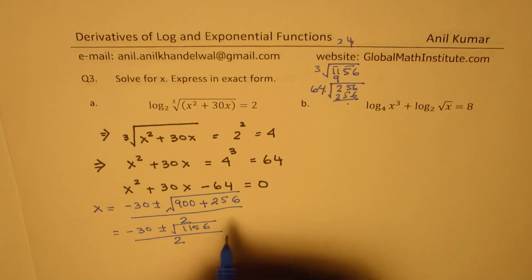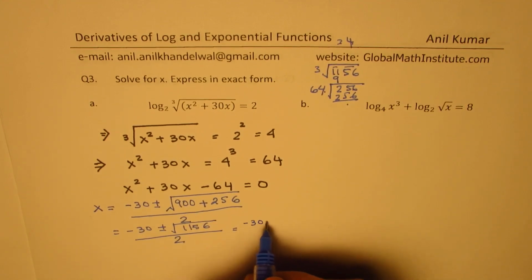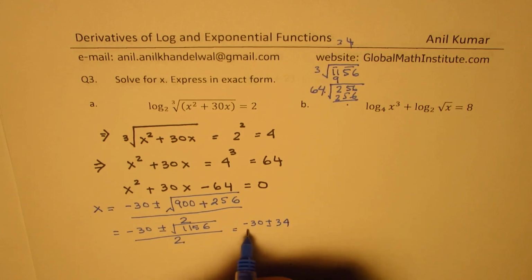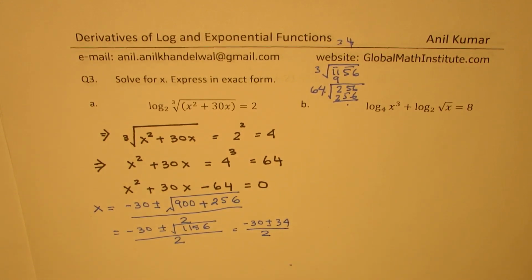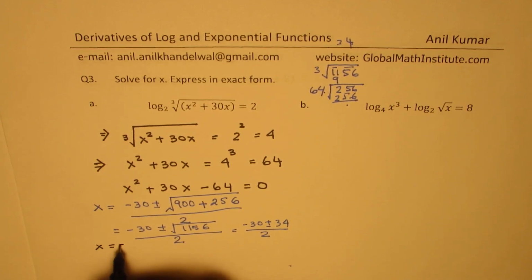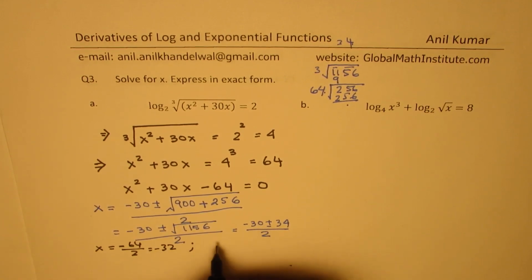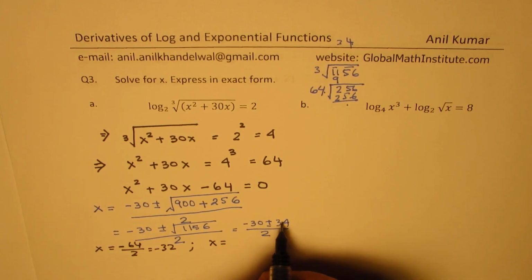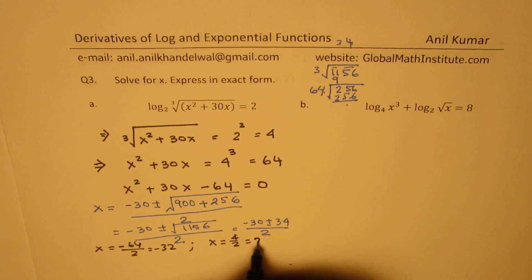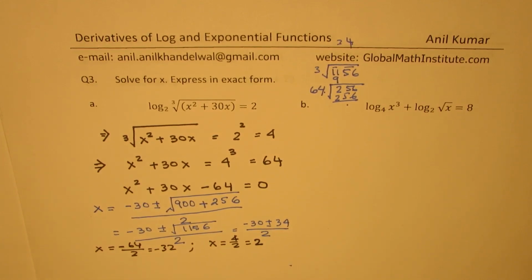Okay, so let's continue by saying that this is minus 30 plus or minus 34 over 2, right? So what we get here is two different solutions. We have two solutions. One is x equal to minus 64 by 2, which is minus 32. And the other solution is x equals, when you add this, 4 by 2, which is 2, right? So these are the two solutions.